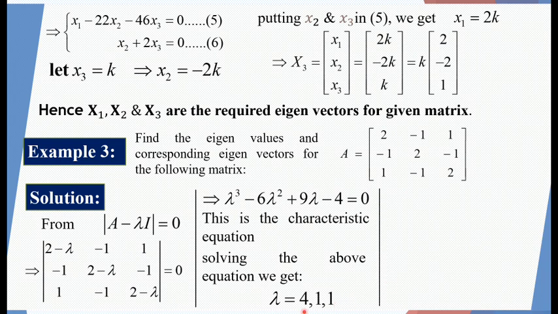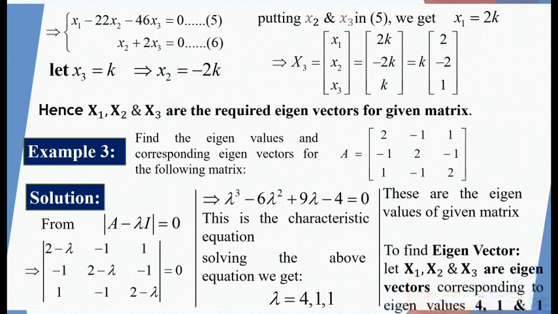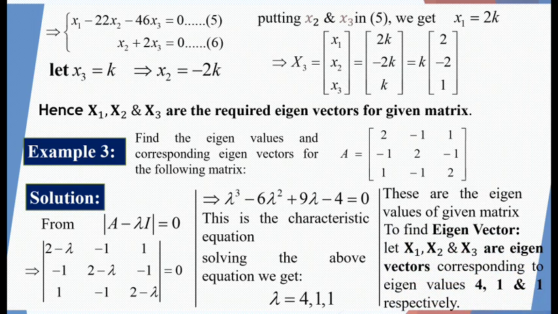First we have to find the eigenvector corresponding to the non-repeated value, that is 4. Letting capital X1, X2, X3 be the eigenvectors corresponding to eigenvalues 4, 1 and 1 respectively. From lambda equals 4, A minus 4I times X1 equals 0. Putting lambda equals 4, we get the matrix in the form minus 2, minus 1, 1; minus 1, minus 2, minus 1; 1, minus 1, minus 2.